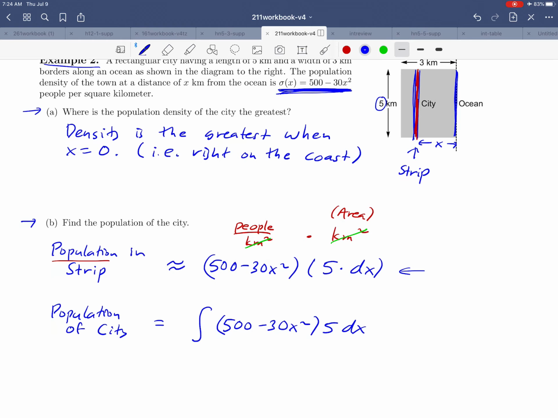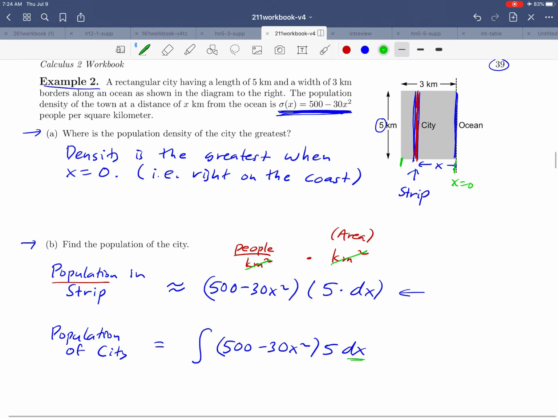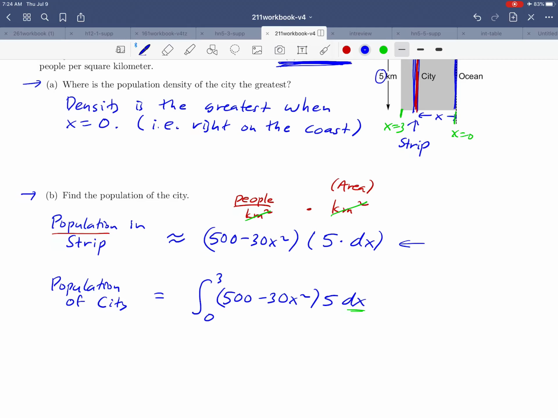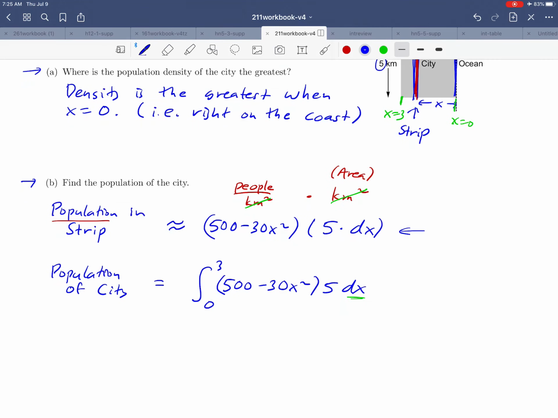Okay, well, ask yourself, what is the range of x values as we go from one side of our city to the other? We've got x equals 0 over here on the right along the coast, and then what is x equal to here, on the left? How far away from the coast are we? Well, we can see that that's going to be 3 from our picture. Okay, so our range of x values is 0 to 3. That's what our limits of integration have to be. Okay, and if we can do that integral, we have found the population of our city.